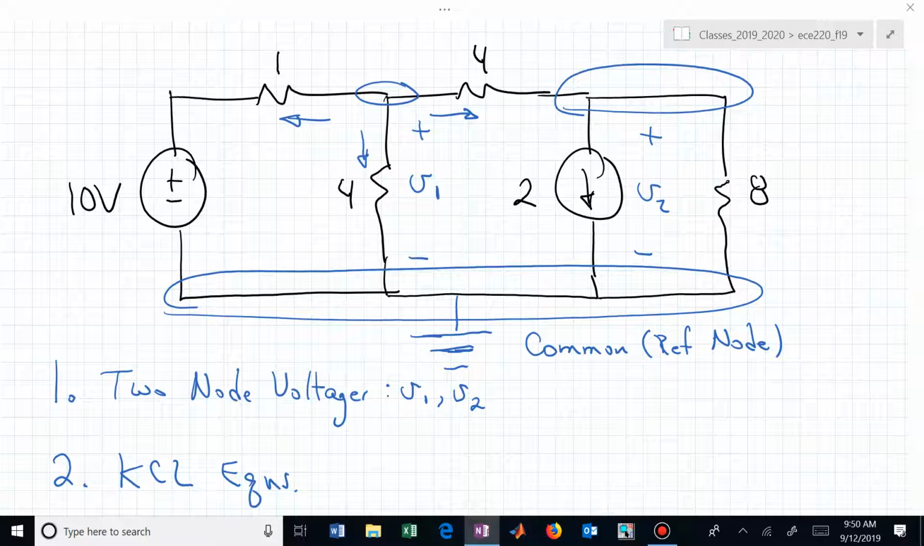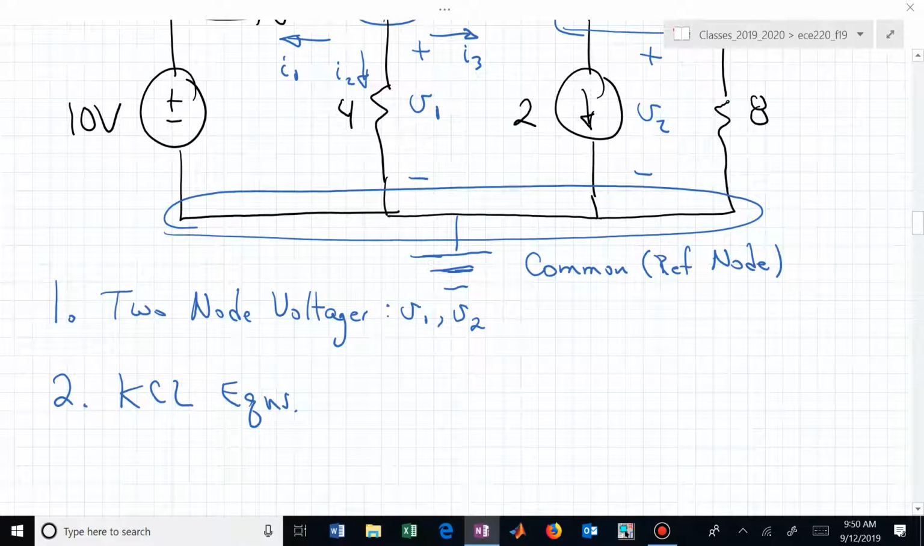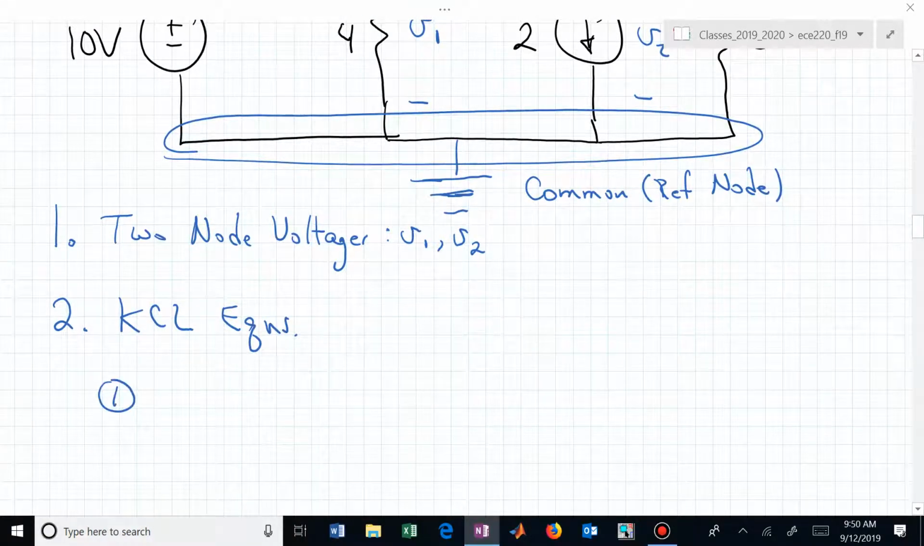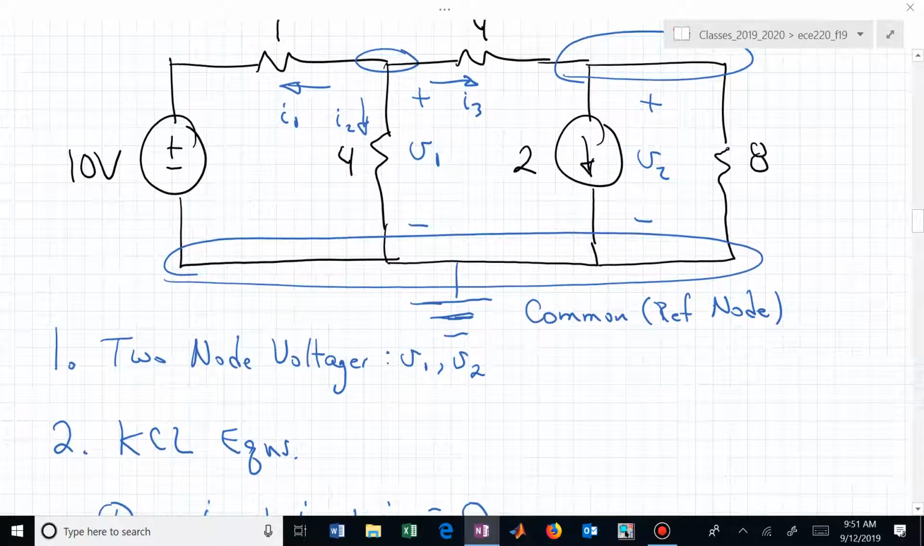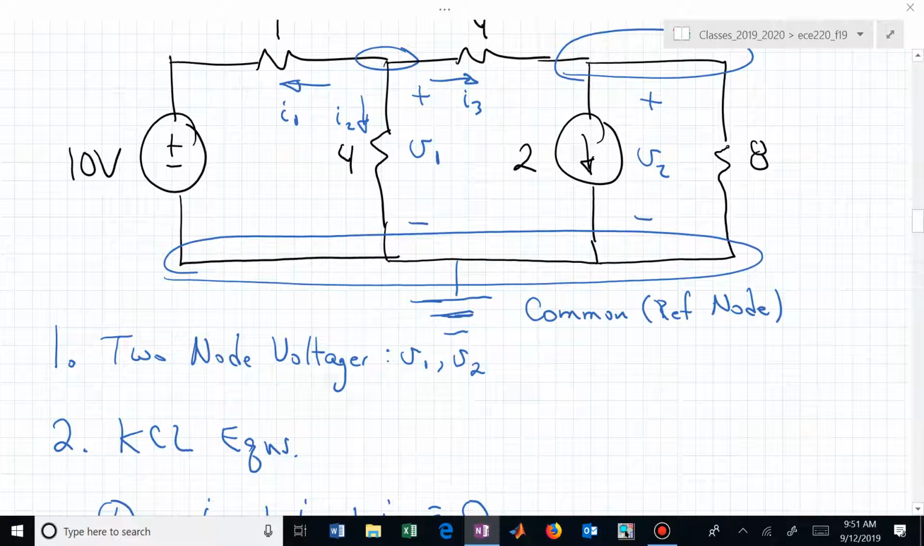What are we trying to find? Let me label these currents I1, I2, and I3. I'm now saying that KCL at node 1 is really just I1 plus I2 plus I3 equaling 0, because they're all three leaving. The algebraic sum of those currents is equal to 0.